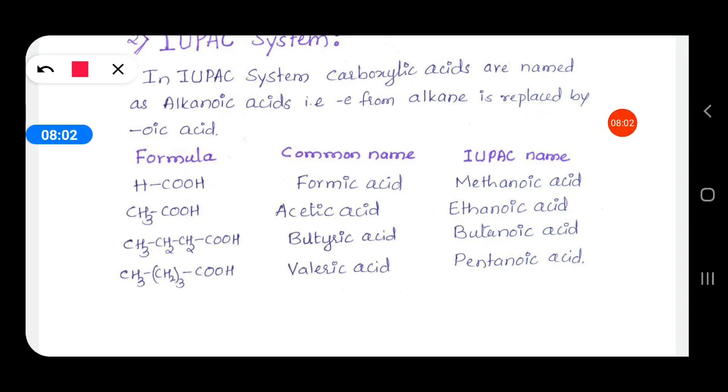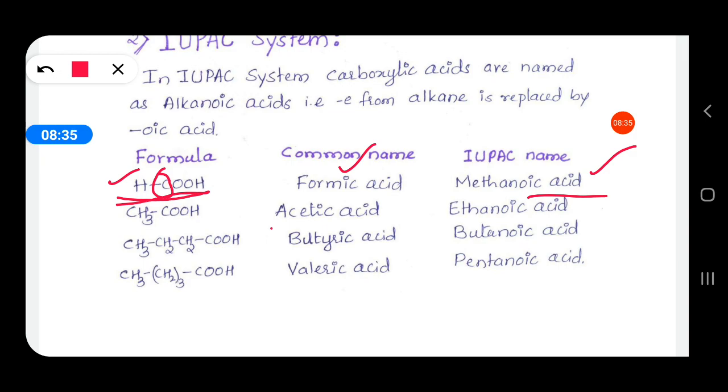So already we have seen HCOOH, from the general formula, R is replaced by hydrogen here. HCOOH, the common name is formic acid, that is depending upon the source. But in the IUPAC system, one carbon is present. So for one carbon it is called meth. So alkane becomes methane. The last E of methane is replaced by oic acid. So it is called methanoic acid.